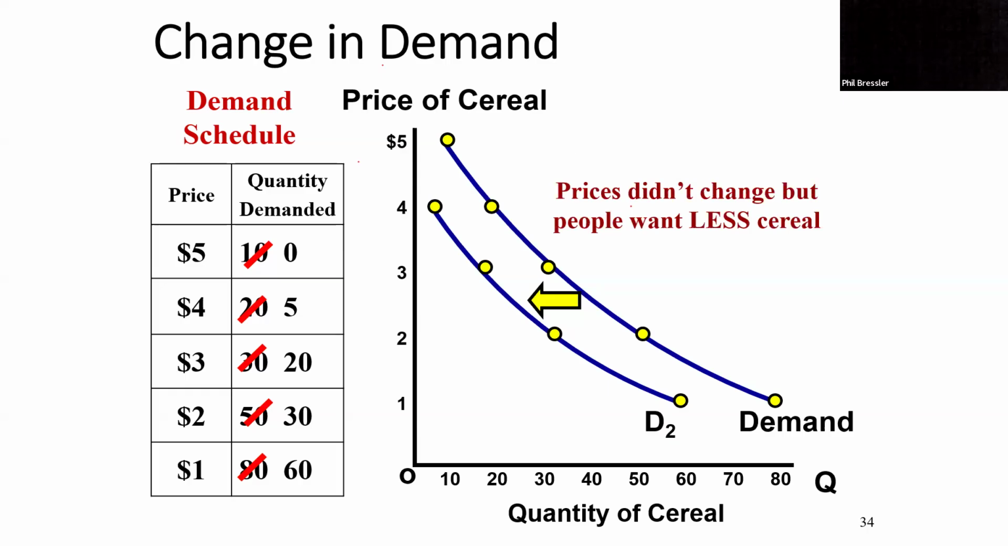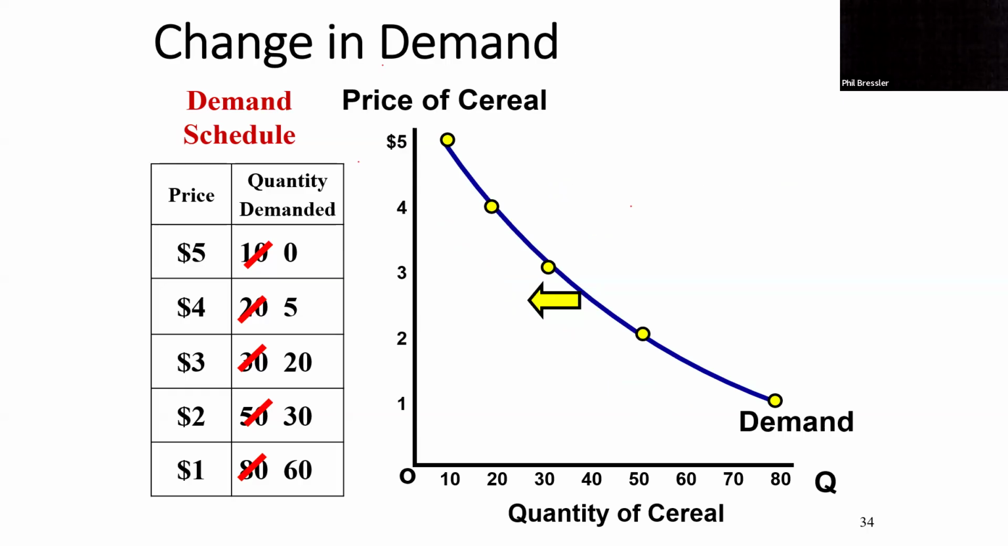Now, I'm going to just take this away for a second. If cereal went from $5 to $3, you would just slide down. The curve wouldn't shift. And that would be a change in quantity demanded. People at $5 want 10, at $3 they'd want 30. That's a change in quantity demanded because only at that one specific price was there a change. Okay.